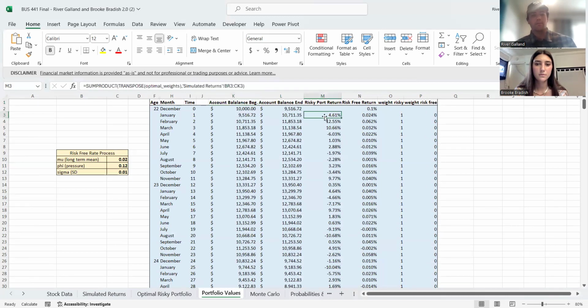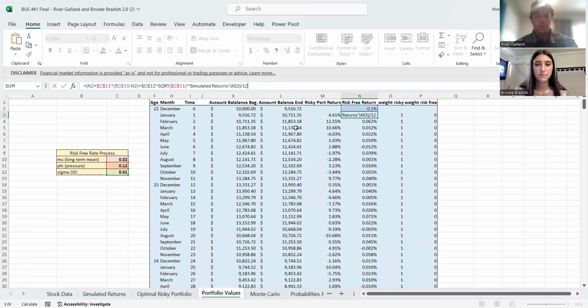To find the account balance, we needed to first get our risky portfolio return, which is just multiplying our optimal risky portfolio weights by our simulated return values for each month in this case. But obviously, the risk-free rate is essential to have in our portfolio.